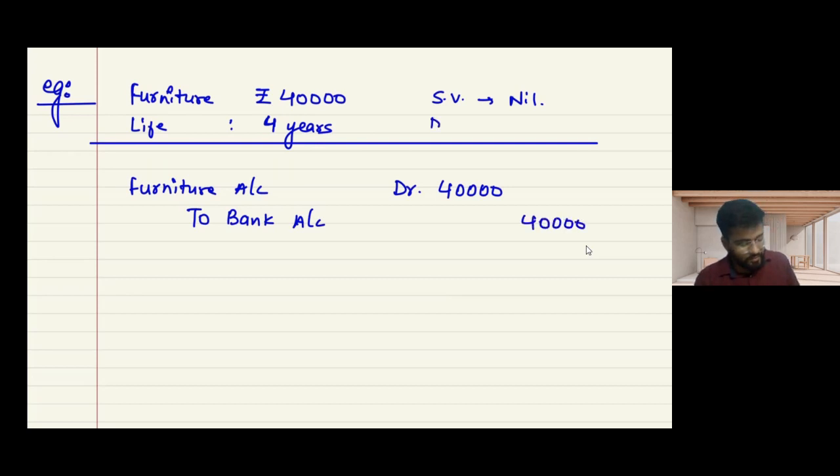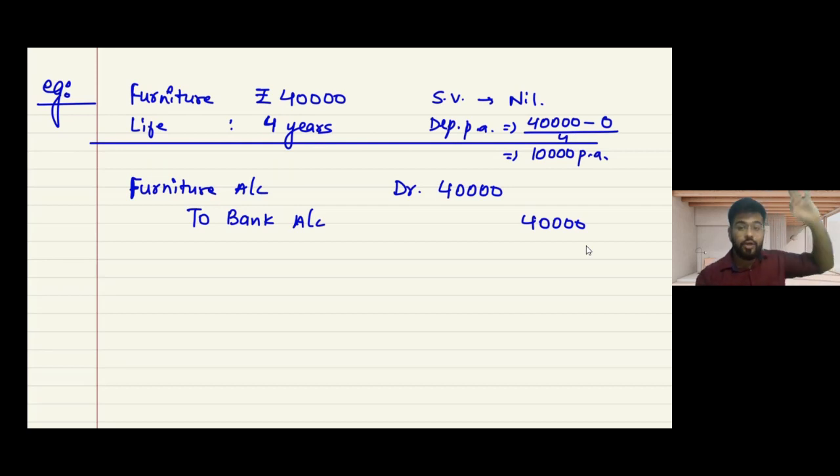What would be the depreciation per annum? Depreciation per annum would be 40,000, the cost, minus the scrap value, divided by 4, that is the life. So that should be 10,000 rupees per annum. What will I do in the furniture account? Nothing. We have to keep the furniture at the cost, at the level it was purchased. It will remain at 40,000 only.